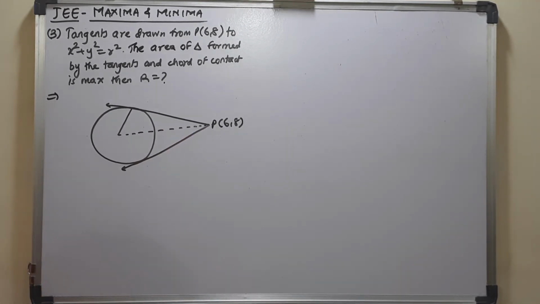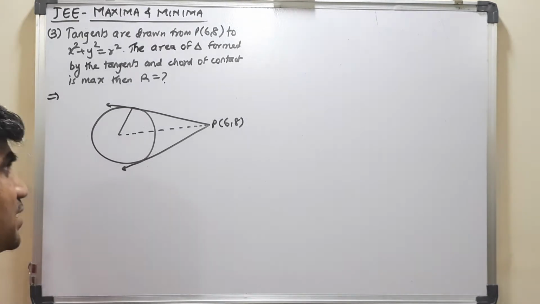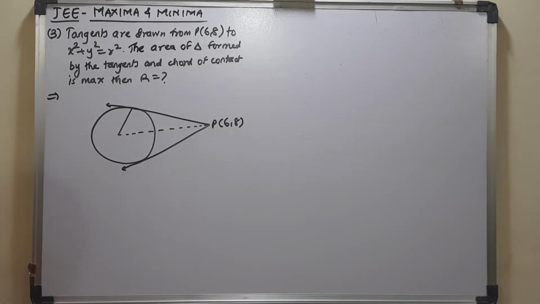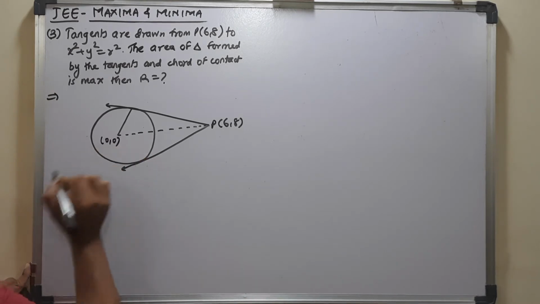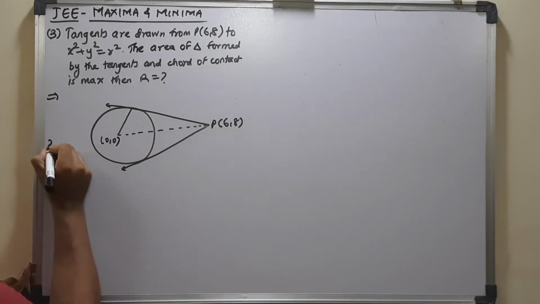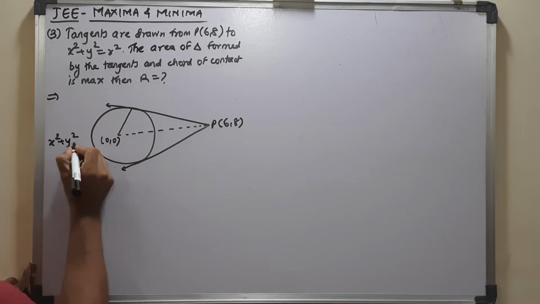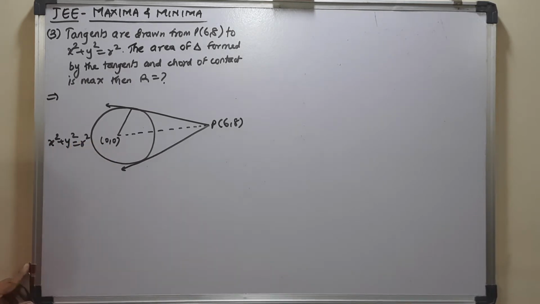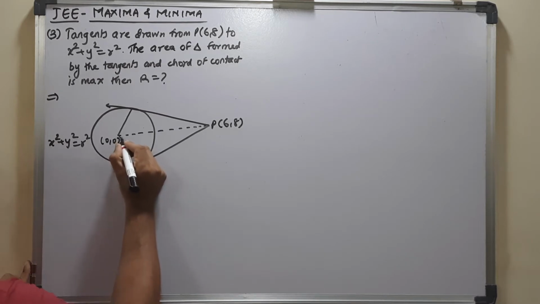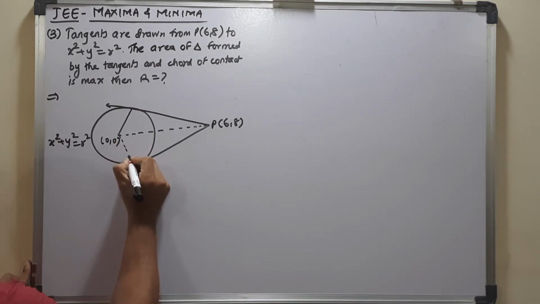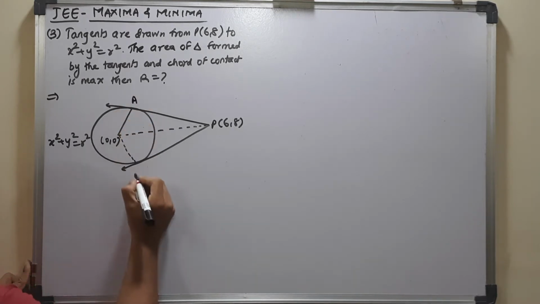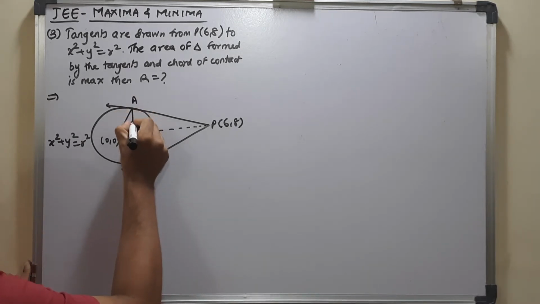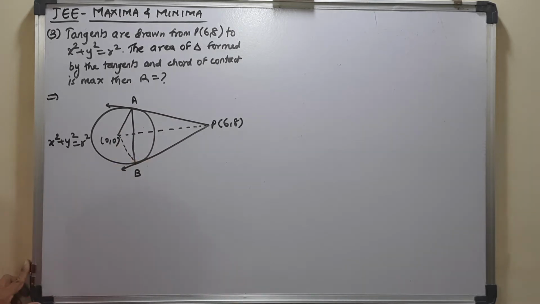This will be the segment joining any point outside the circle and the center. So obviously your center is nothing but (0, 0). The equation of the circle is x square plus y square equals r square. Right? Let me name the points so that it will be easier to understand. This is your A, this is your B, and this is your chord of contact.